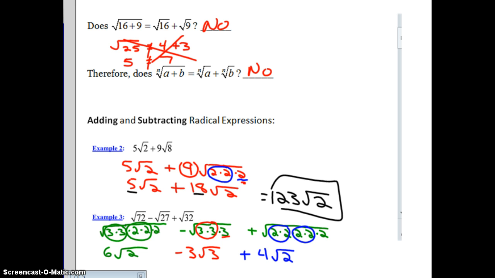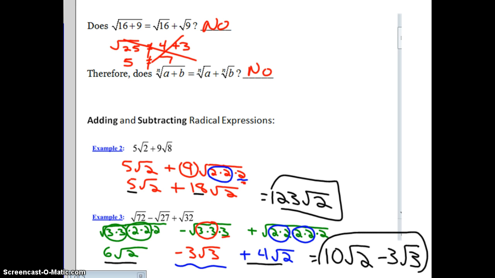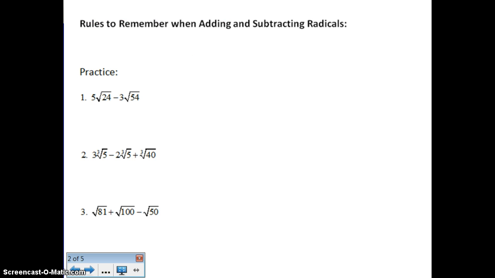So again, you're adding the coefficients. 6 radical 2 plus 4 radical 2 gives you 10 radical 2. And then minus 3 radical 3. Okay, we didn't have anything else with a 3 as the radicand, so that stays the same. So our final answer is 10 radical 2 minus 3 radical 3. So right now you should try these practice problems on your own, hit pause, and come back and check your answers. I'll put them up in just a sec.